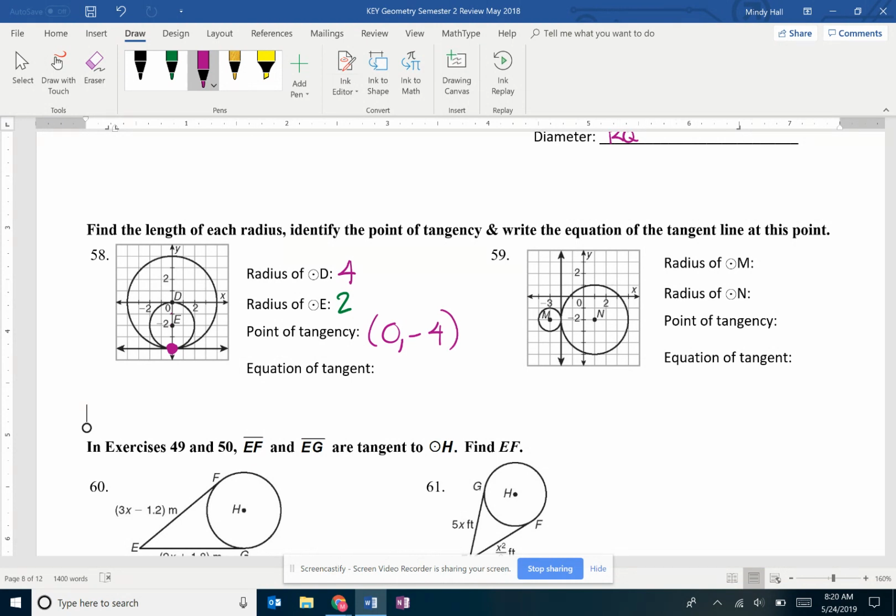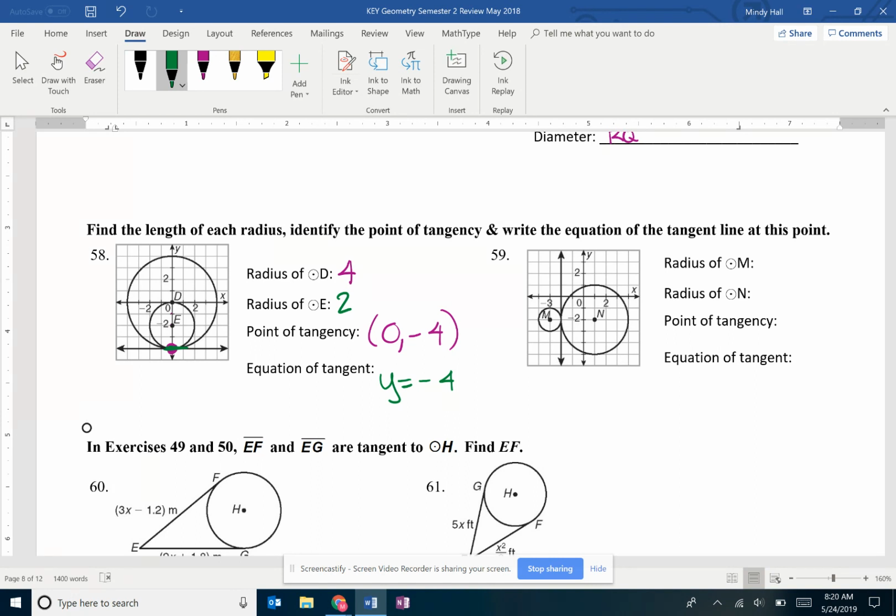Okay. And then the equation of our tangent line, since it touches the Y-axis, it's going to be Y equals -4 because it should be the same as that number. Okay, so those numbers should always be the same. If it was X equals, then it'd be X equals 0 because it's the same as the point of tangency.